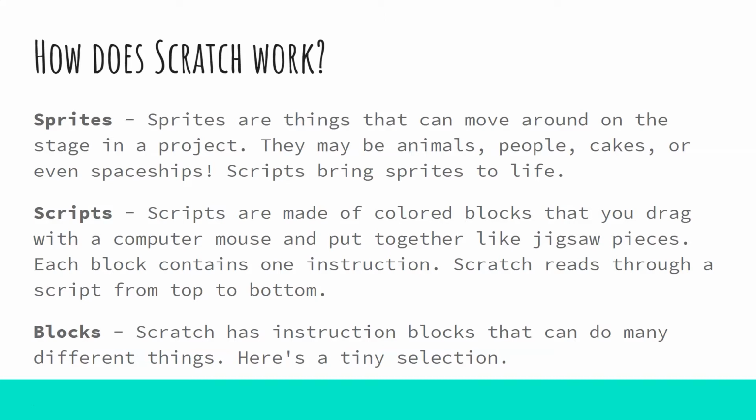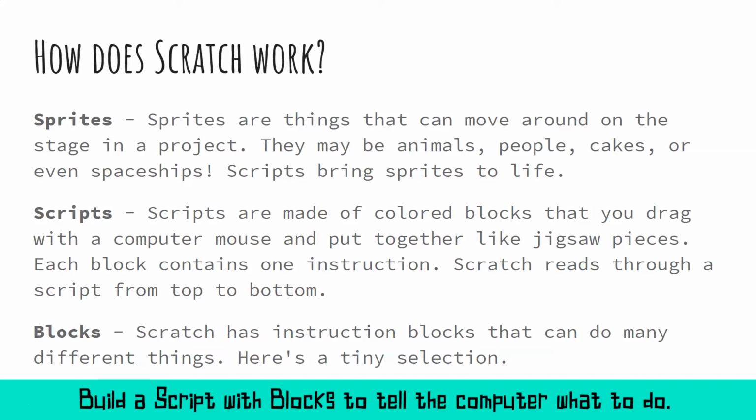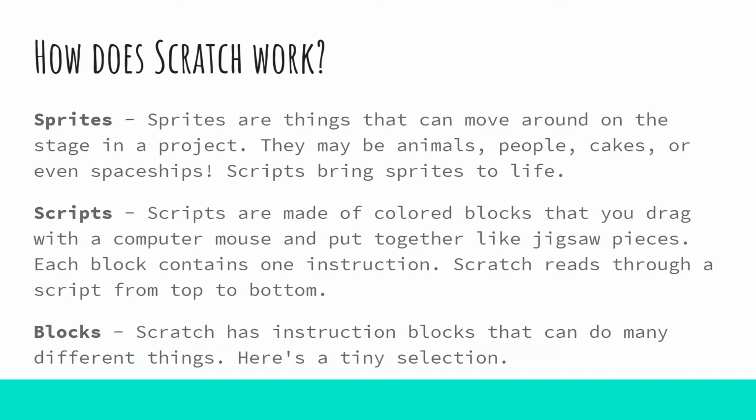Scripts make those sprites come to life. They're colored blocks that you drag with your computer mouse or with your finger on a tablet, and they click together like jigsaw pieces, like little magnets. And each block has one instruction for the computer. Because computers are dumb and you are smart. So you need to put together a set of instructions for the computer to follow. That's what the script is. Scratch reads through the script from the top to the bottom, and it does exactly what you tell it to do. Blocks are the different instruction blocks that can do lots of different things. So they are what we use to build our script.